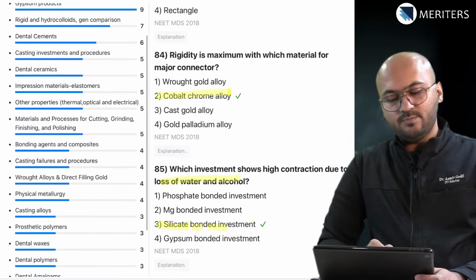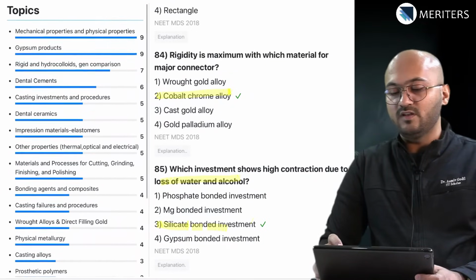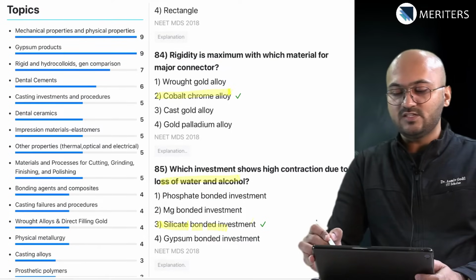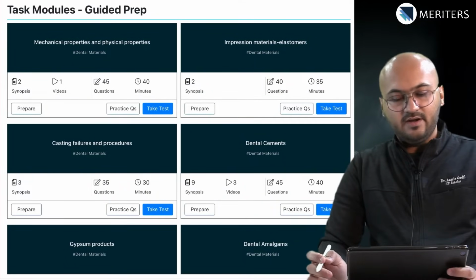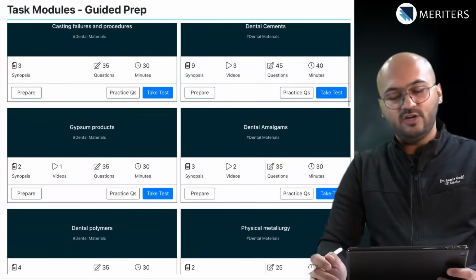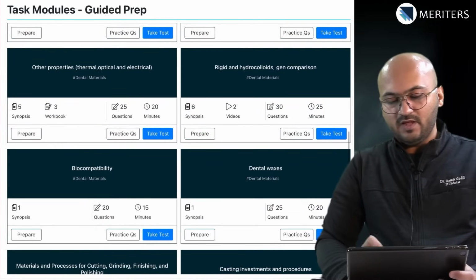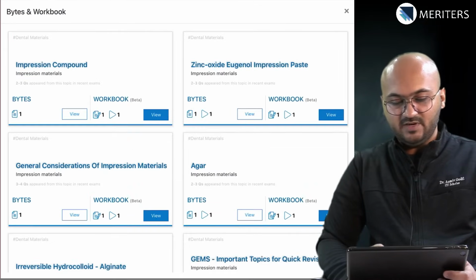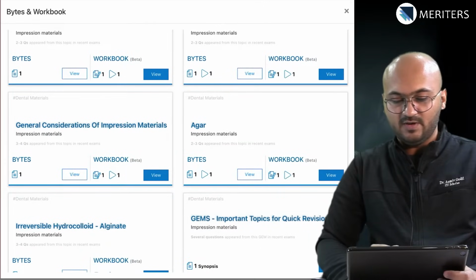So based on this approach, the next step should be to start preparing these topics one by one. For that, you have access to tasks in the app. So when you look at the tasks in the app under dental materials, you will find all the topics in one place. And then you start preparing one by one. So suppose if you want to do impression materials, you click on prepare and then you will see all the impression materials in one place.